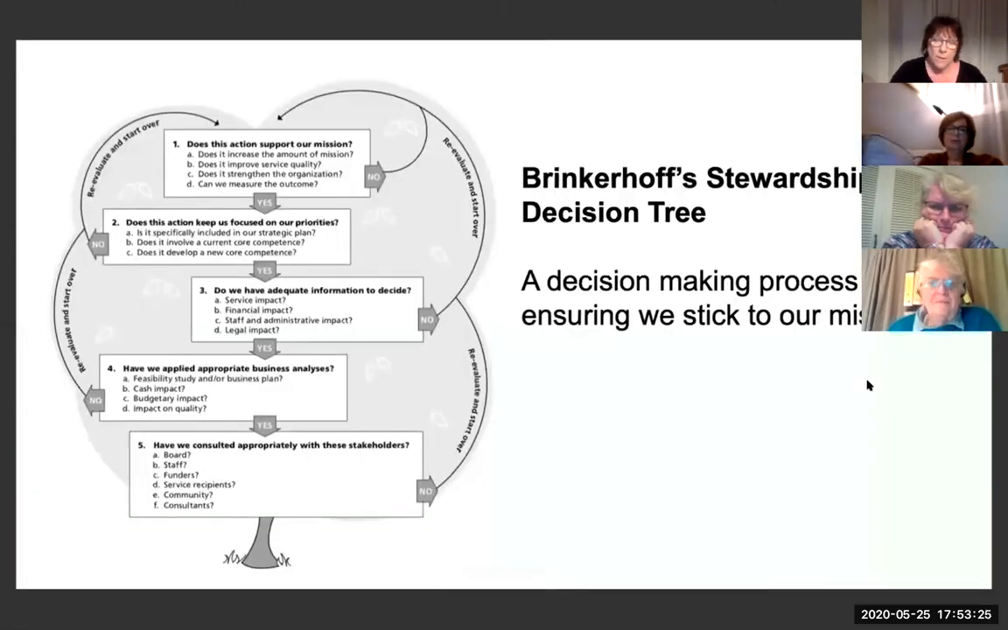So I have included this tool in your handout, and this is a decision-making tool by a chap called Brinkerhoff from the States. So it's a little bit American-y, but I really like it because it gives us a flow chart for making a decision, to make sure that our decision keeps us on track for what we're trying to achieve. And so that's why the number one question when you're making a decision is, does this action support our mission? Or is it sending us off in another direction?